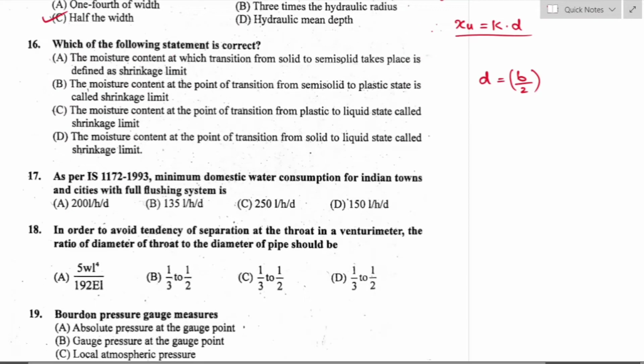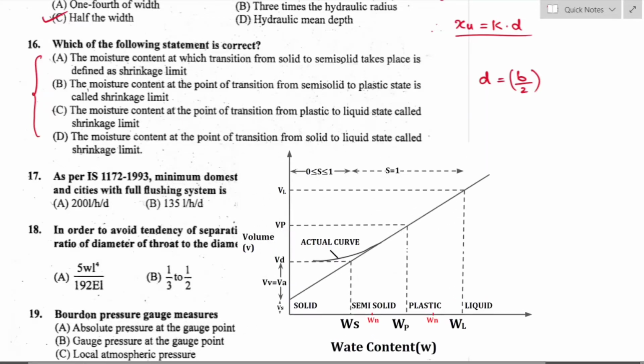Question number 16. Which of the following statement is correct? In this question, all these options are regarding Atterberg limits of a soil, and these Atterberg limits are the basic measure of a critical water content of a fine-grained soil. Depending on its water content, the soil may appear in one of the following states, as you can observe in the following picture.